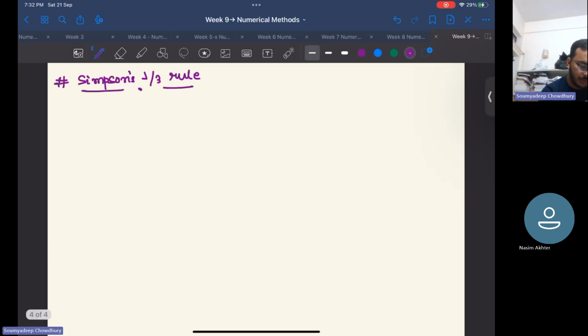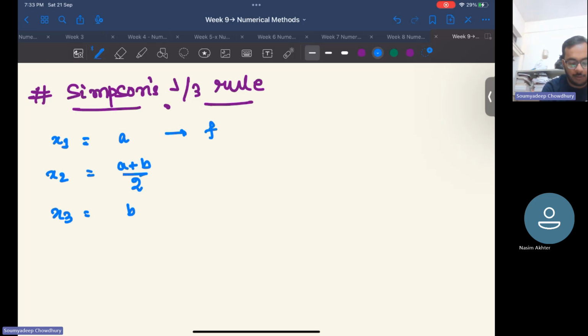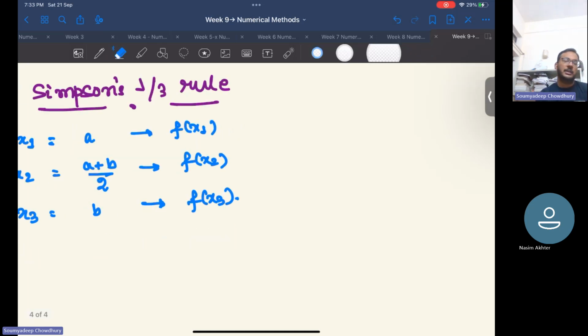So what we do here is we have 3 points of discretization. The first point of discretization is the lower limit, that is x1 equal to a. The second point of discretization is (a plus b) by 2. The third point of discretization is b. The functional values are f of x1, f of x2, and f of x3. Okay.